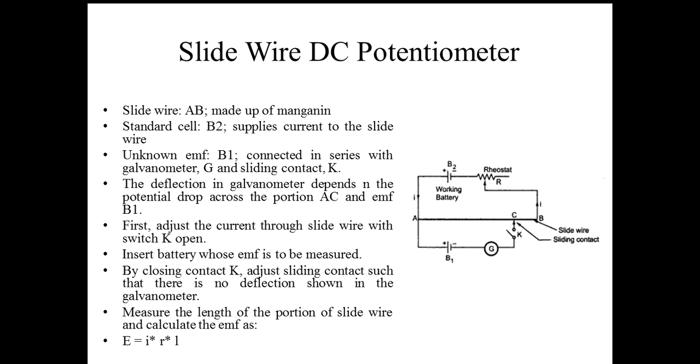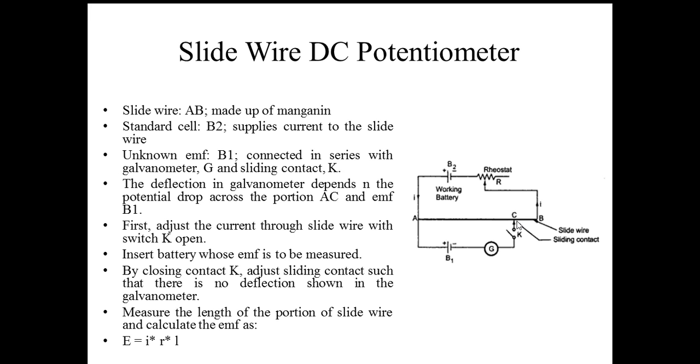That means the current is going to flow from the working battery B2 to the sliding wire. What is the amount of that current? That value of current is I. That current is going to flow in the sliding wire, AB or AC. Now after evaluating this, we are going to connect K to C.